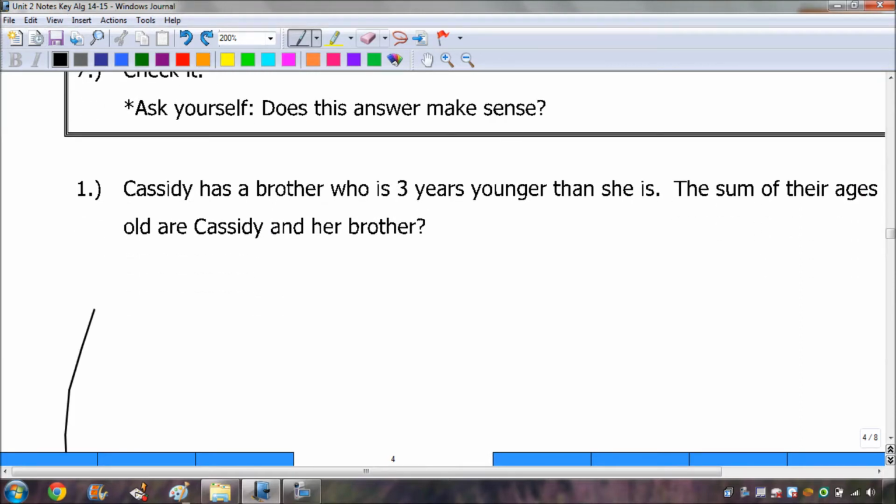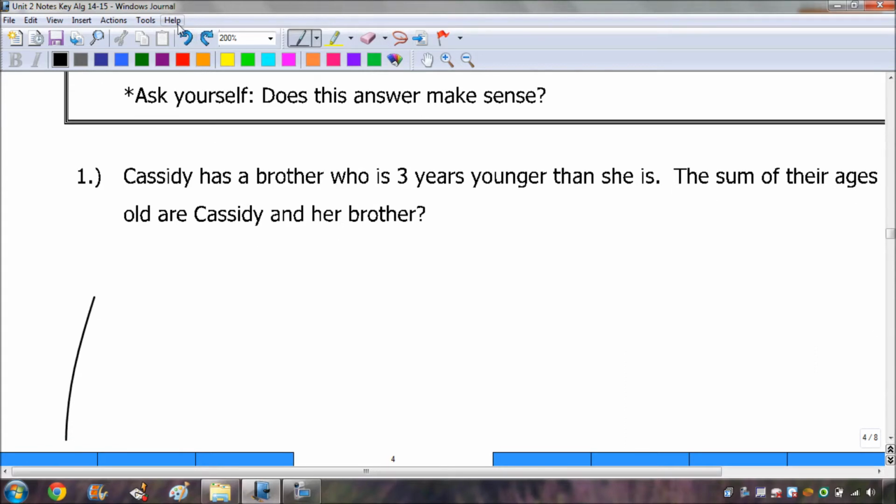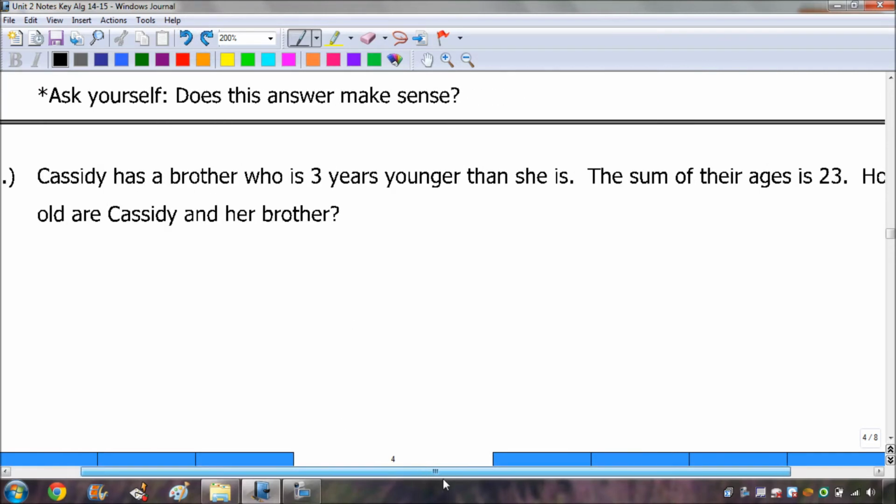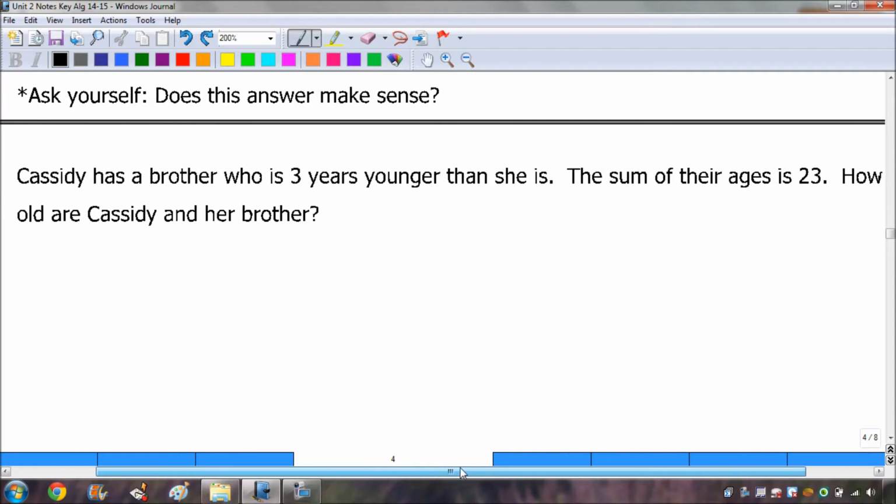So for example, in question number 1, it says that Cassidy has a brother who is 3 years younger than she is. The sum of their ages is 23. How old are Cassidy and her brother? So the first thing you're going to do is underline key information. All right. So I am going to underline the fact that Cassidy has a brother who is 3 years younger than she is. That's key information right there. Okay. And the sum of their ages is 23. How old are Cassidy and her brother?